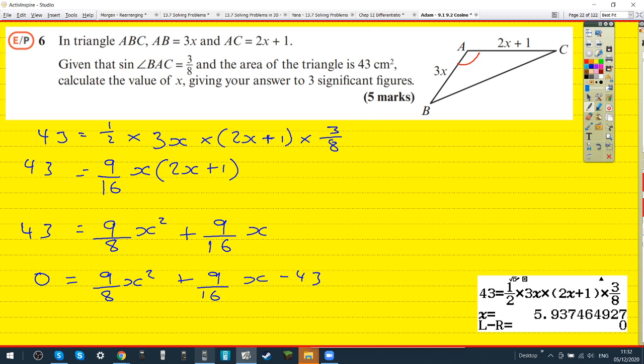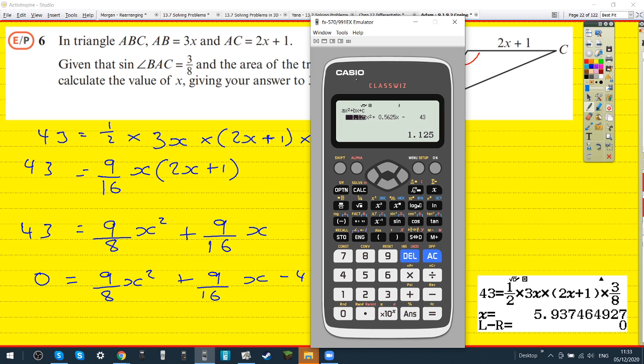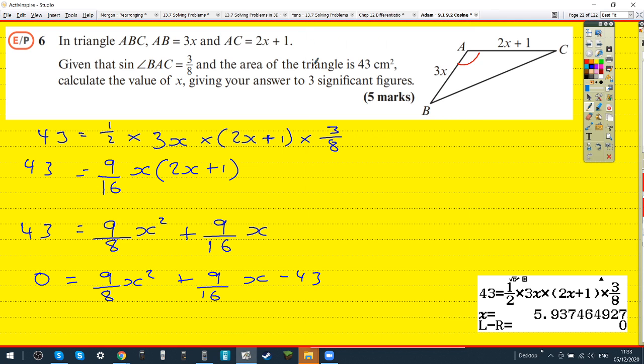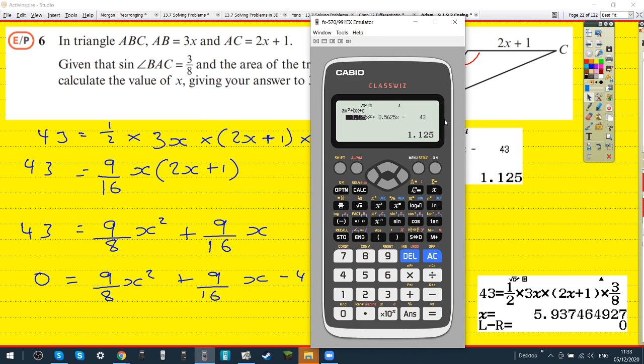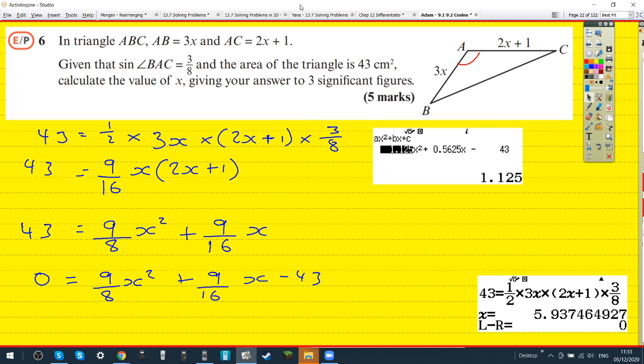Yeah, I got 5.94. Okay, that's x1. And x2 is minus 6.44, sorry. So we're getting the wrong answer. Getting the wrong answer. Let's see.